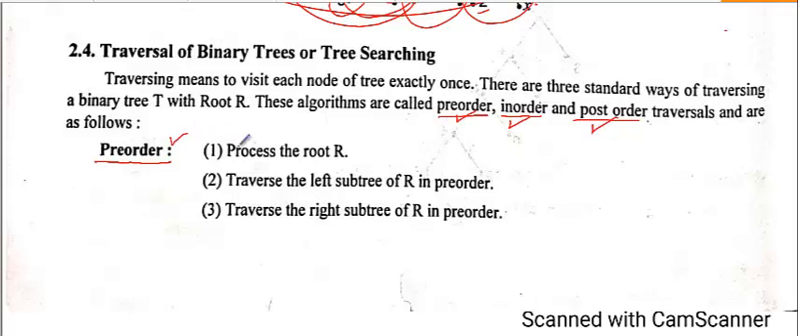So the process of pre-order is: process the root first. You will visit the root first. Then traverse the left subtree of R, means you will traverse after root. You will visit the left subtree of R in pre-order, and traverse the right subtree of R in pre-order. So let me clarify here. Pre-order means first you will visit the root, then you will visit the left tree, then you will visit the right tree. So this is the main thing, correct?